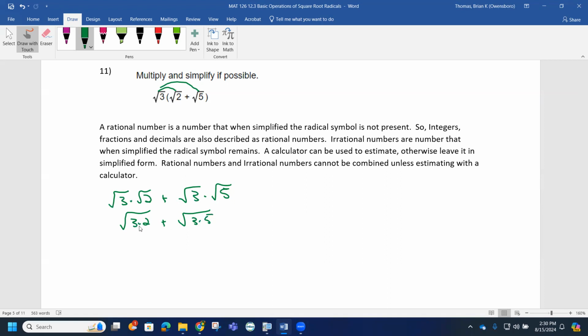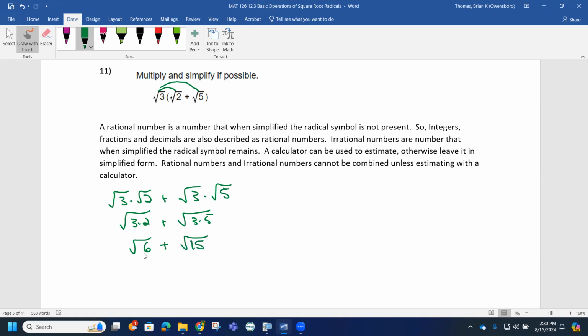But notice how, since we don't have two of the same factor, we can't bring anything outside the radical. So all we can really do is multiply those together. So this turns into the square root of 6. And again, same here. I don't have two of the same factor, so we're stuck with that. All we can do is just put that together as the square root of 15.